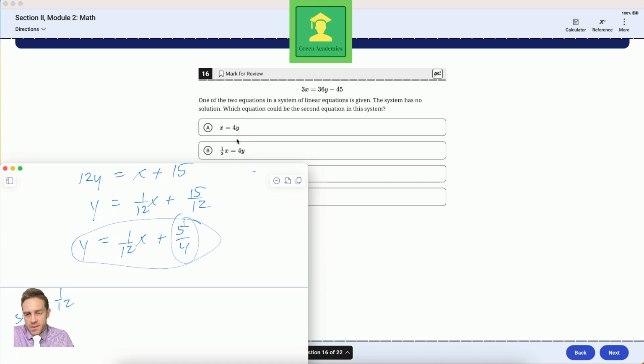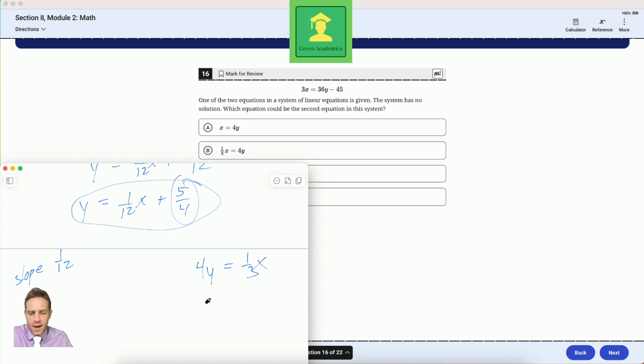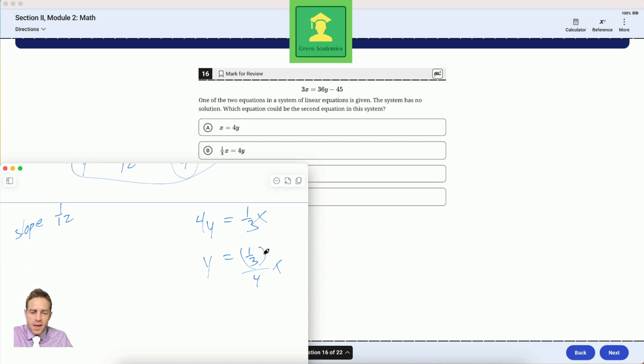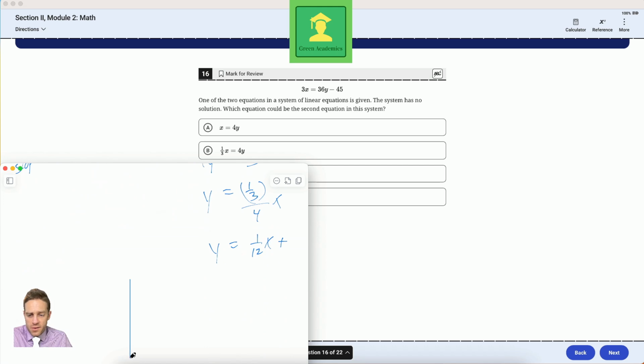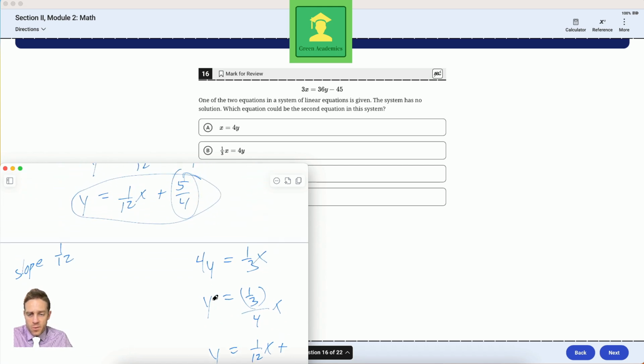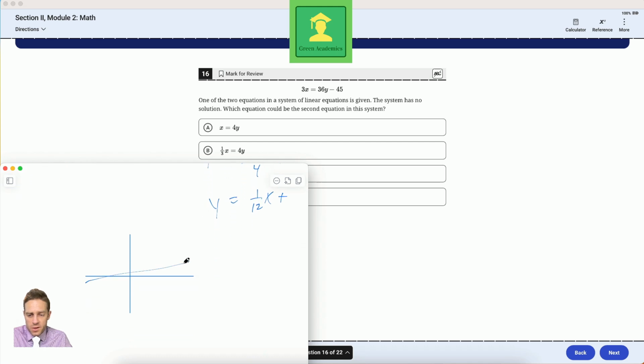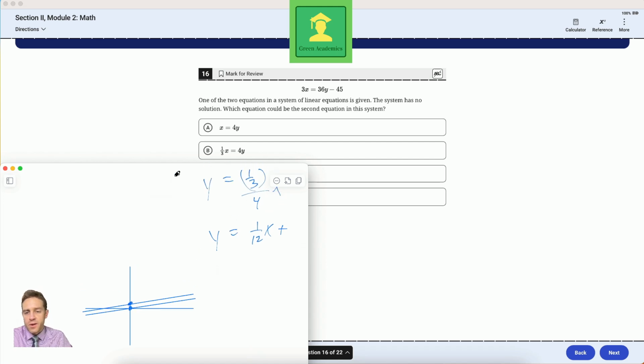It's not A as in apple because that would have a slope of 1/4. B as in boy, if I solved this for y by itself, it would be 1/3 over 4 of x. And 1/3 divided by 4 is 1/12. So this would be 1/12 x. That should be the answer because it's implicitly plus 0. So if you want to graph this, they both have slopes of 1/12. One of them has a y-intercept of 5/4, and the other goes through the origin. So one of them would go through the origin like this, and the other would be parallel, but go through the y-intercept 0, 5/4. So B as in boy is the answer.